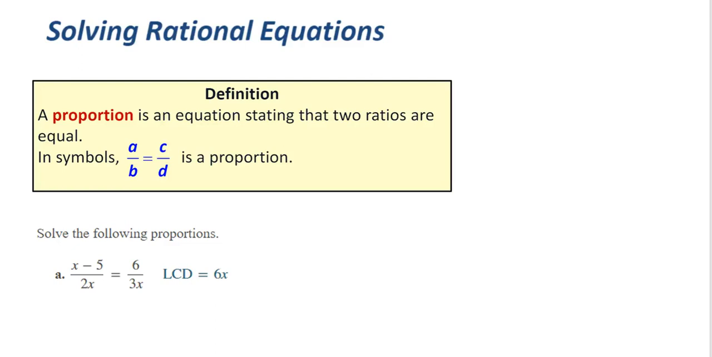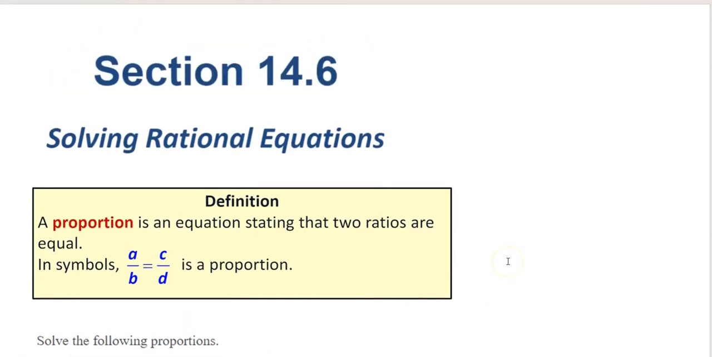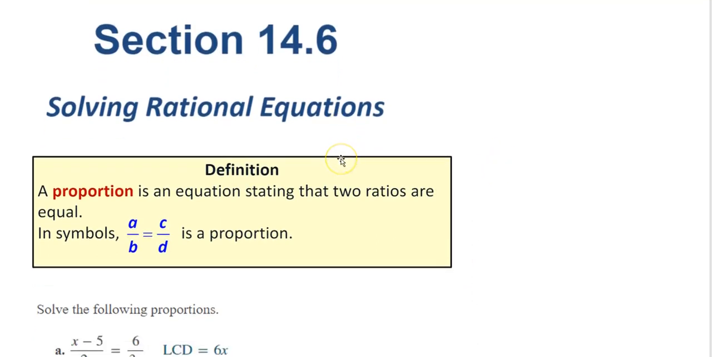Alright, let's get into 14.6 here. Yes, solving rational equations. Okay, first off, we're going to start with the definition. A proportion is an equation stating that two ratios are equal. As you can see in the symbols, A over B equals C over D is a proportion.